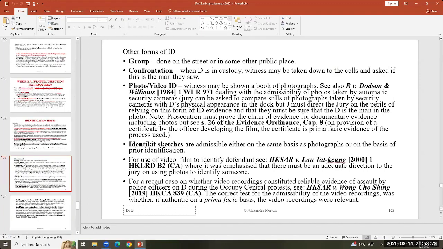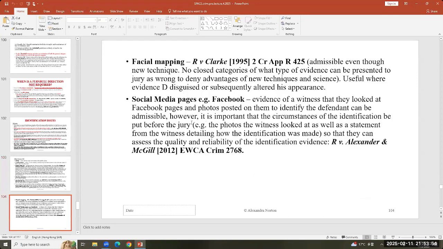Other forms of identification, remember we can have group ID, confrontation ID, we may have photo ID, but we may need to think about the prejudicial effect of all of these pieces of identification. If a witness is just shown one photo and that photo is of the defendant, that's very prejudicial, right? Usually the witness should be shown a variety of photos or a photo book and asked to look through and see if they can see the person that they saw committing the offense.